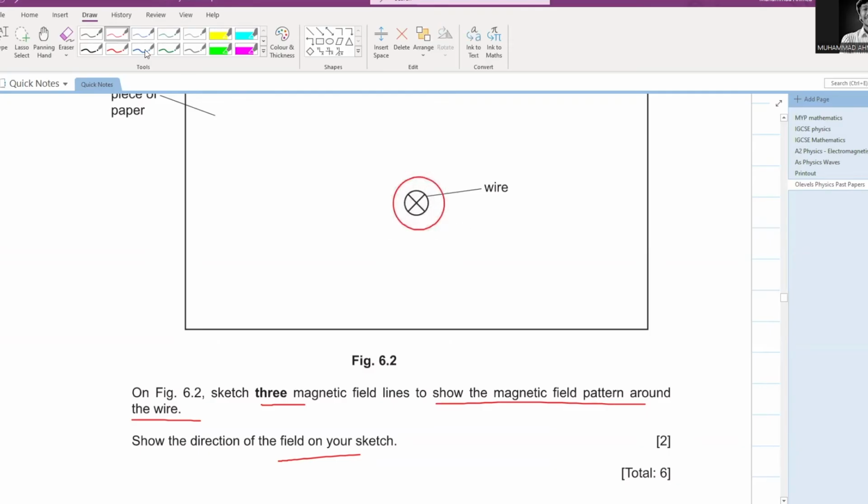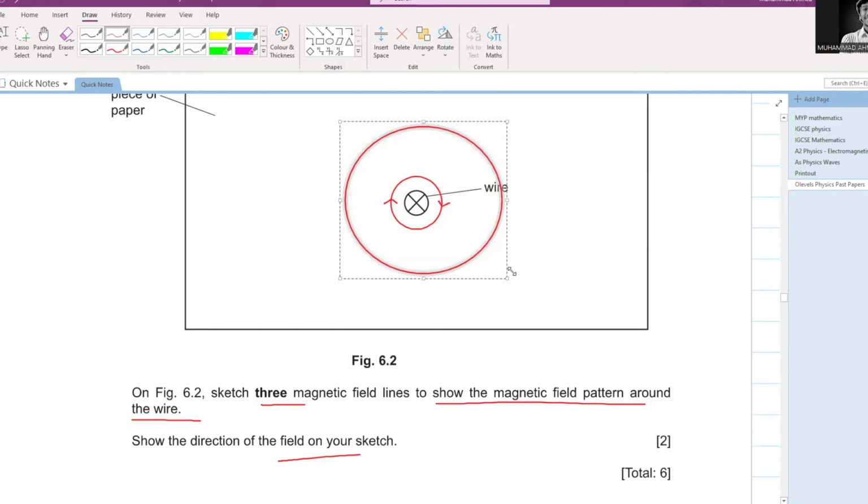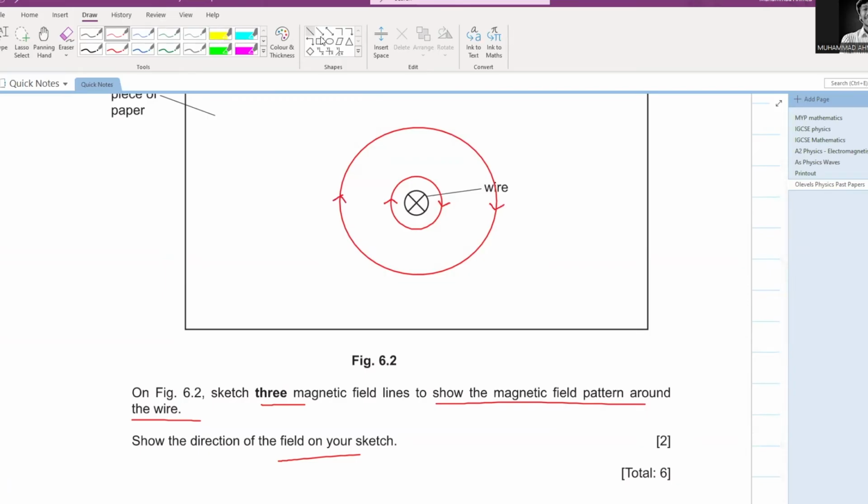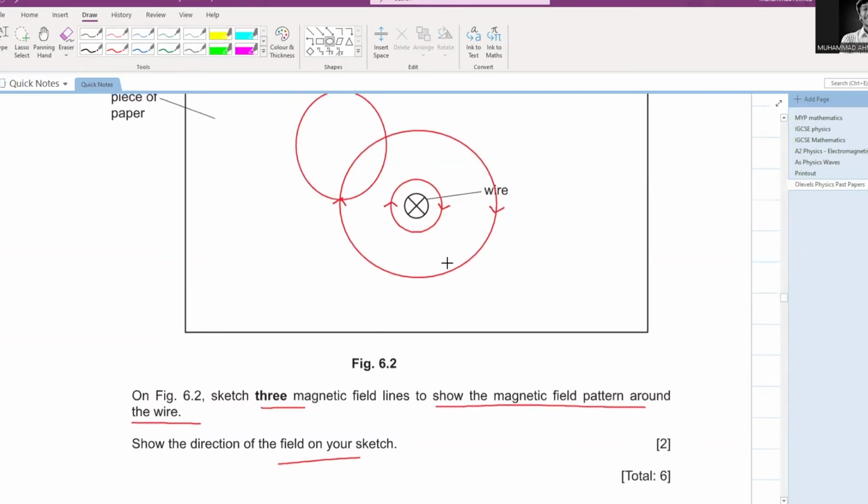And what is one thing that you need to remember? The distance between the clockwise field lines keeps on increasing. Like this.